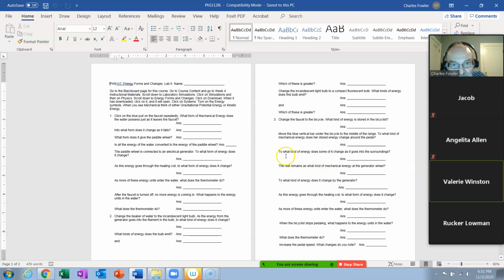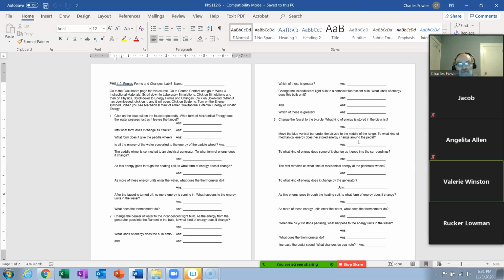Okay, let me start over here. Change the faucet to the bicycle. What kind of energy is stored in the bicyclist? And that was chemical, the green chemical energy. Move the blue vertical bar under the bicycle to the middle of the range. I was moving all over the place. To what kind of mechanical energy does her stored chemical energy change in the pedal? Kinetic. That was kinetic. You're absolutely right. Now, you see there are several different kinds of potential energy.